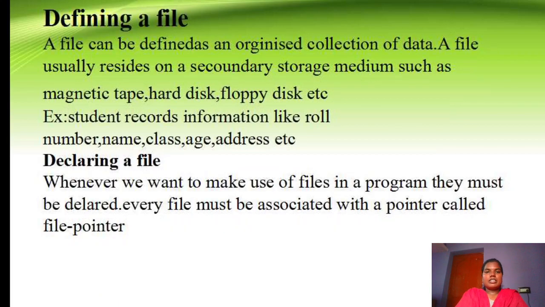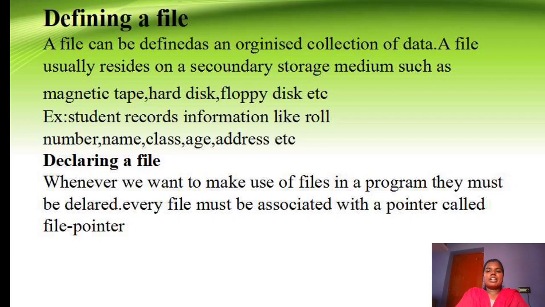Next, let us see the definition of a file. A file is defined as an organized collection of data, and it is usually stored in secondary storage like magnetic tape, hard disk, floppy disk, etc. As an example, student records with information like roll number, name, class, age, address, marks, etc. can be stored in one file, one record, and kept in secondary memory for further use.